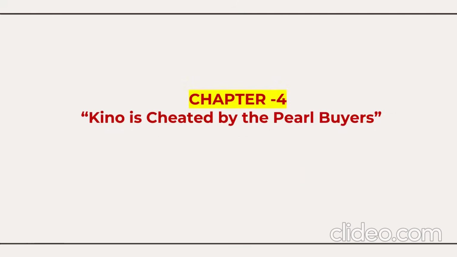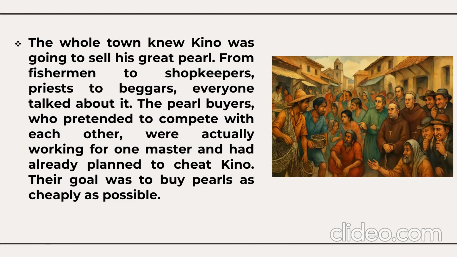Now chapter number 4. Kino is cheated by the pearl buyers. Now the whole town knew Kino was going to sell his great pearl. From fishermen to shopkeepers, priests to beggars, everyone was talking about this, that Kino will sell the pearl.